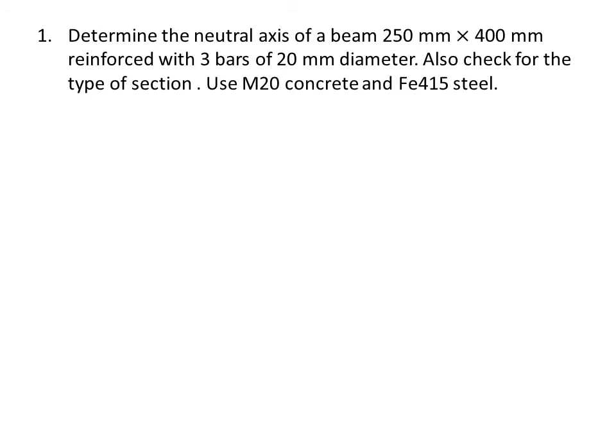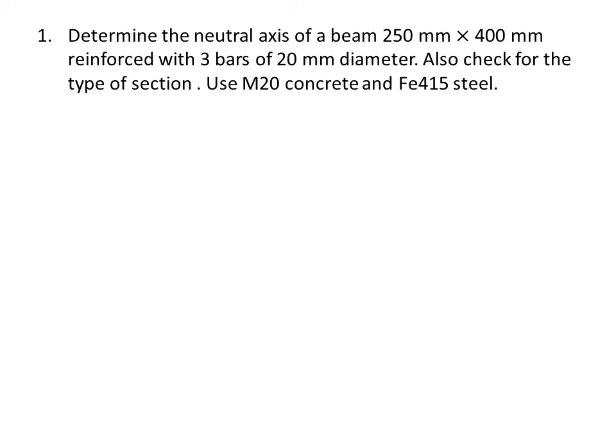This is the first question. Determine the neutral axis of a beam 250 mm into 400 mm. 250 mm is the effective width and 400 mm is the effective depth. If it's not mentioned as effective, or any cover is not given, we'll assume it to be the effective depth and width given. Reinforce with 3 bars of 20 mm diameter steel. Also check for the type of section. Use M20 concrete and Fe 415 steel.